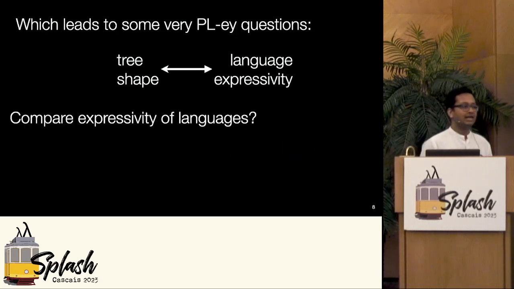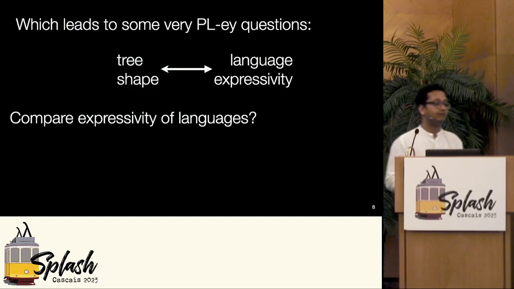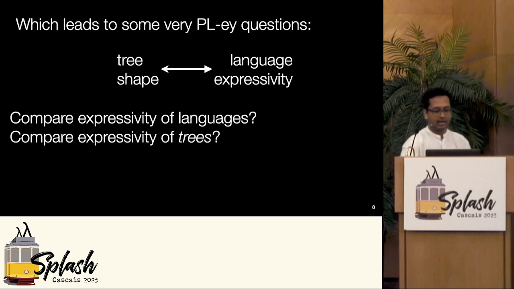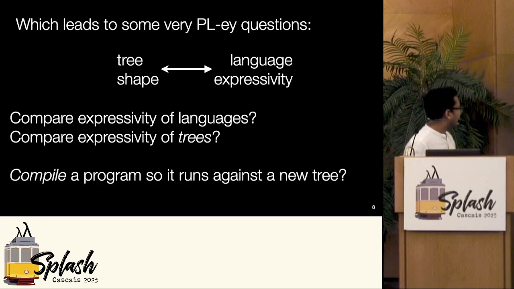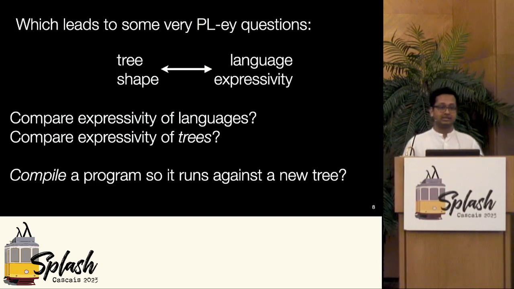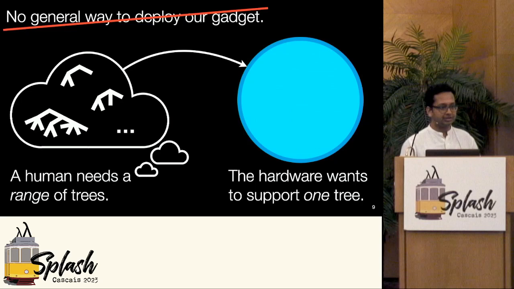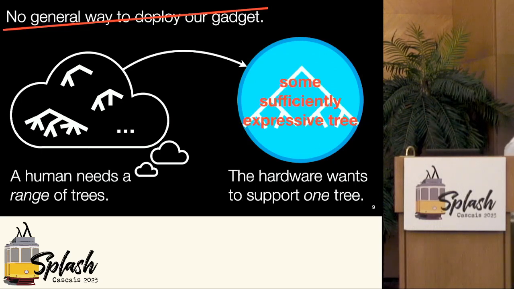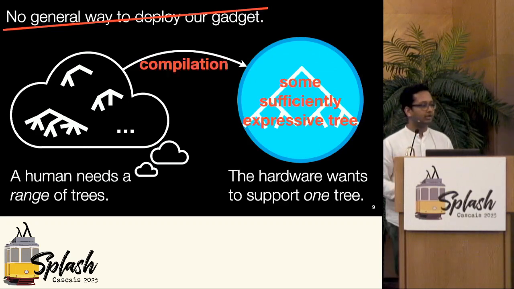Because can we compare the expressivity of languages? Well, can I affect the same permutations on the incoming flow that you can? Can I compare expressivity of trees? And sort of the pièce de résistance, can I compile a program written against one tree so it instead runs against a different tree of a different shape? I'm not just doing this for my health. This is going to solve our problem, right? We had no way to deploy our gadget. I'm going to tell you what tree, some sufficiently expressive tree, to put into all your switches and how to get there via compilation. Right?